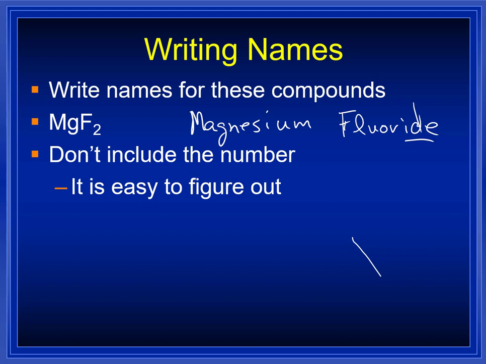Why is that 2 there? That 2 there is because magnesium is 2 plus and fluoride is 1 minus. Those don't add up to 0. The only way they're going to add up to 0 is if I put a 2 there. And if it's that easy to figure out, it's not going to show up in the name, because we're lazy. We don't want to write any more than we have to. Magnesium fluoride tells me enough to know that it's MgF2 for everybody. Everybody's going to get the same formula.